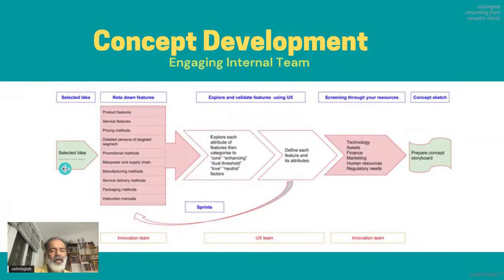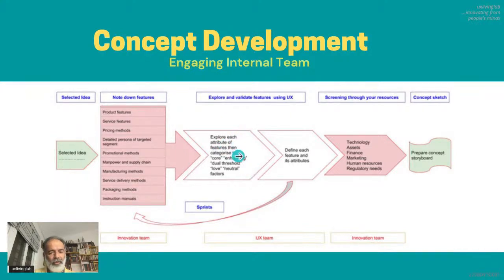Then take that selected idea, then list down the features you are looking for. Maybe internal features, product features, service features, pricing features, some manufacturing features, packaging features, a lot of features. According to your product, you can list down the feature names you are looking for. Then the next step is that the UX team has to work on these features.